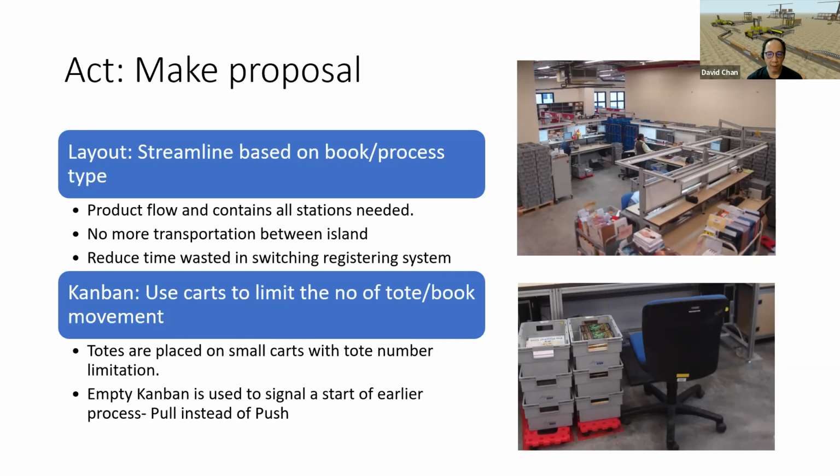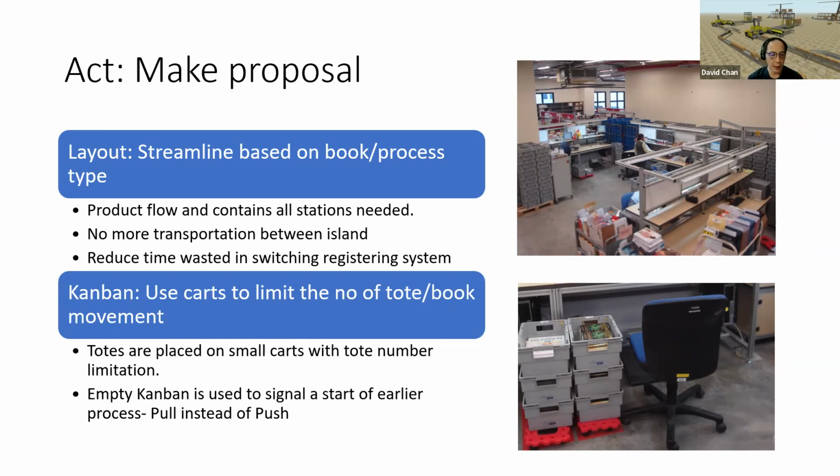Now everything is within one line itself, so the whole layout is no longer in island form. And hence it reduces the time spent switching the production system, especially over the language, because this line only handles one type of book, or one type of process.